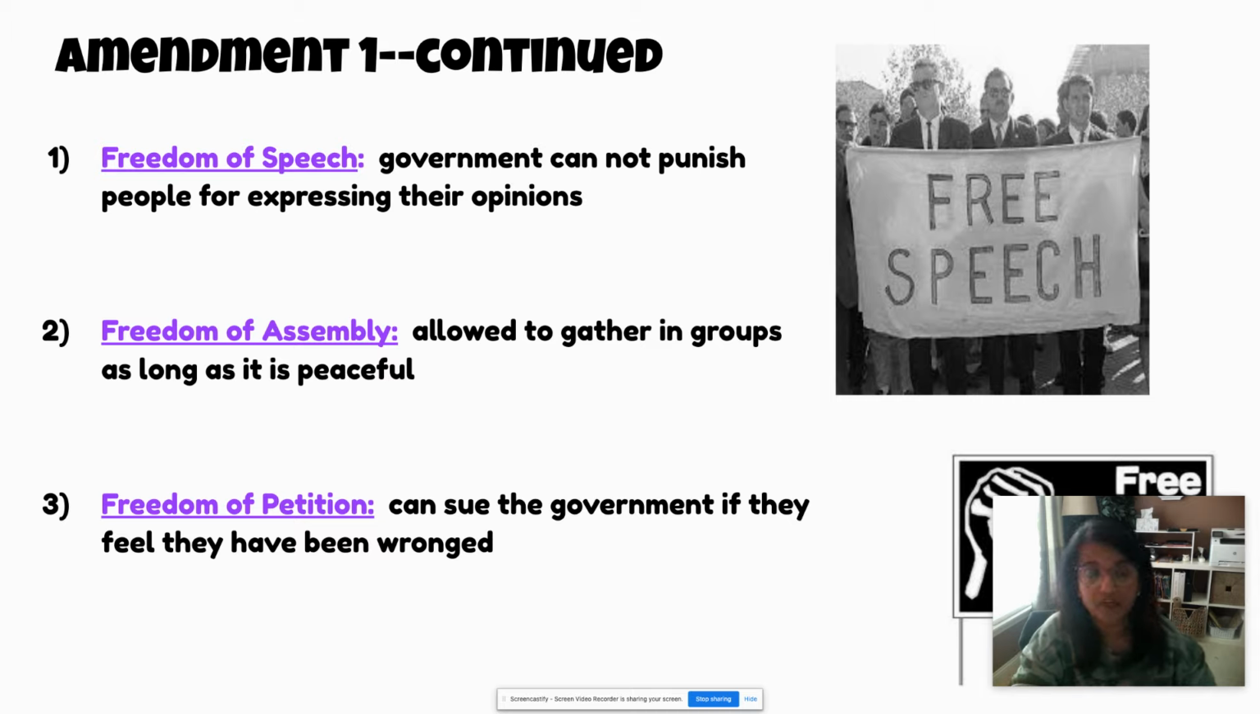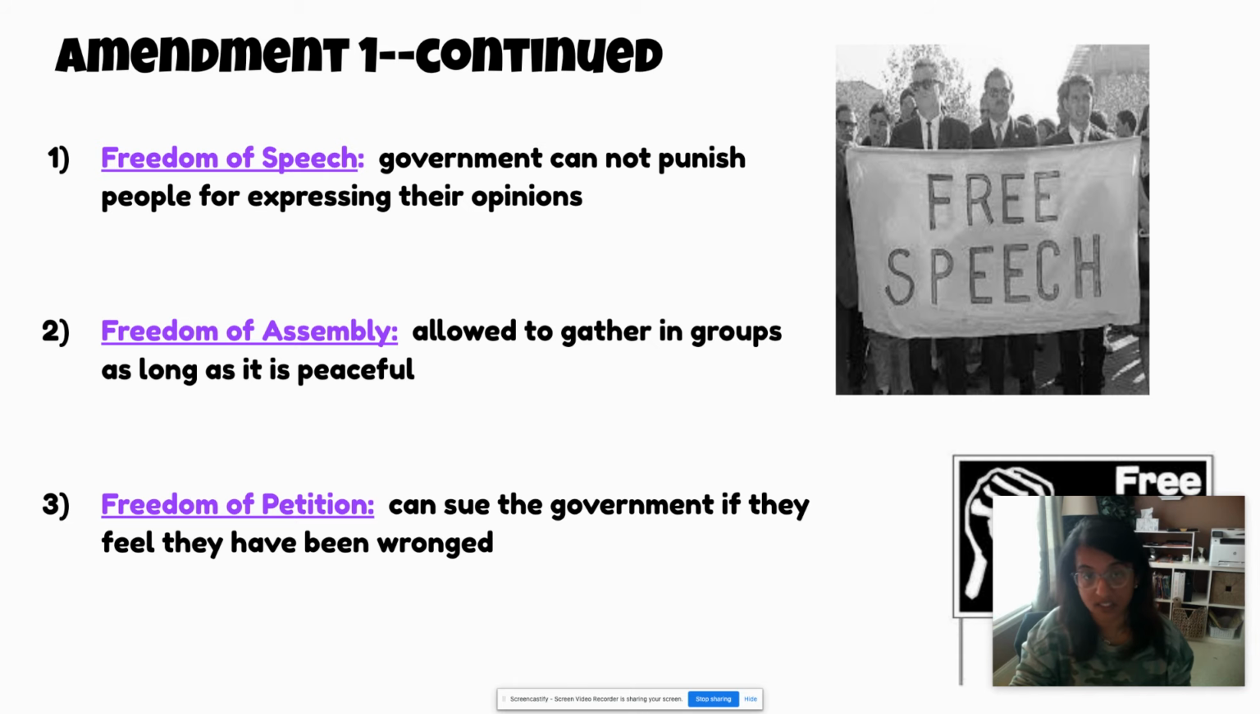Freedom of assembly is also in the First Amendment. It allows groups to just gather together as long as it is peaceful. That means you can get together on the sidewalk and do a protest if you wanted to, or just get together and plan something. And then the last one is freedom of petition. Freedom of petition means that you can sue the government if you feel that you have been wronged. So, you can go to court and sue the government or a smaller branch of government if you feel like, hey, it's wrong.